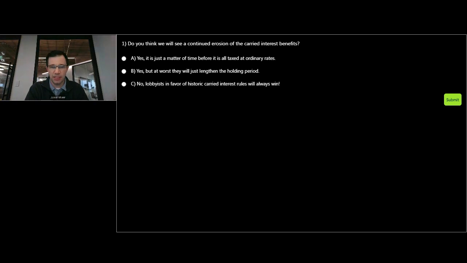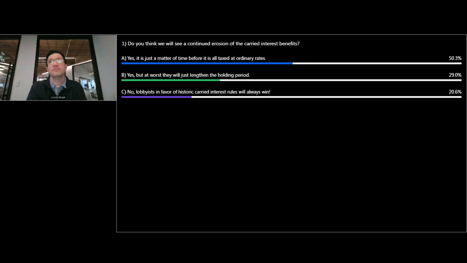As we'll talk about, there's been a couple of end runs at limiting the carried interest benefits starting back in 2017 and really leading up the last couple of years. To date, we've been able to mostly stiff arm the more aggressive attempts to curb the benefits, but it seems to be something that Congress is focused on. And it looks like a lot of you tend to agree that the continued push towards limiting the benefits is ultimately where we're going to land here, unfortunately.